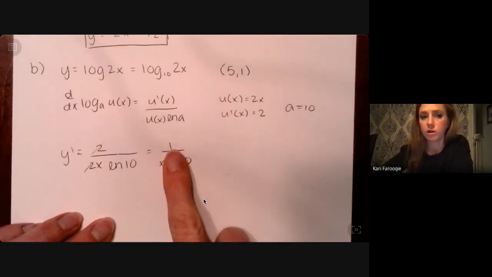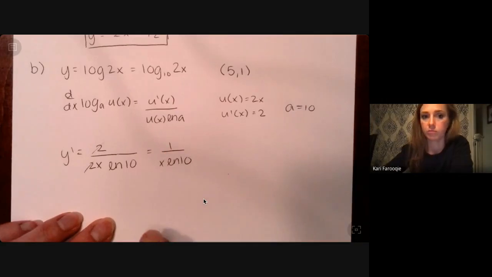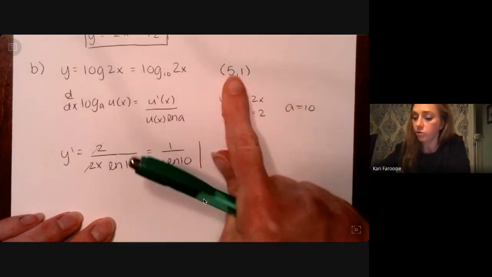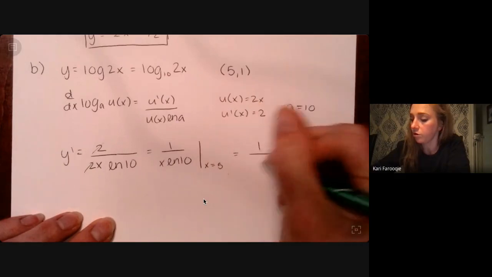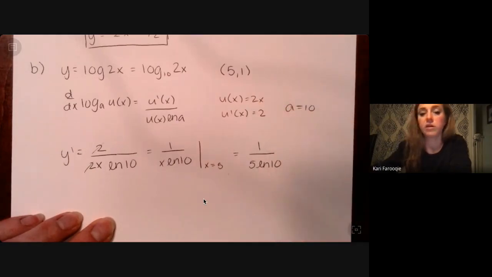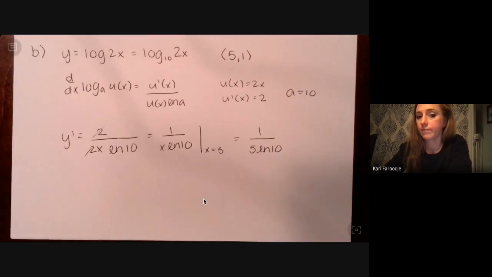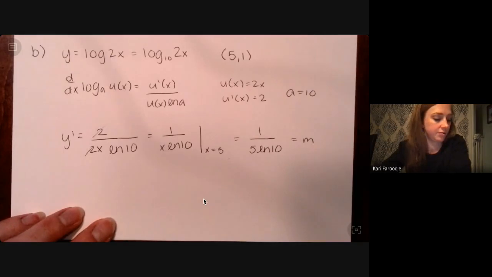Don't forget that you still have a 1 in the numerator. I saw a couple of people on the test cancel out the only term in the numerator, and then they said it was 0. Everything was wrong after that. Got to be careful. We're going to evaluate this at x equals 5, which means we're looking at 1 over 5 ln 10. And that is your slope at 5, 1. Sorry, I almost said 1, 5.